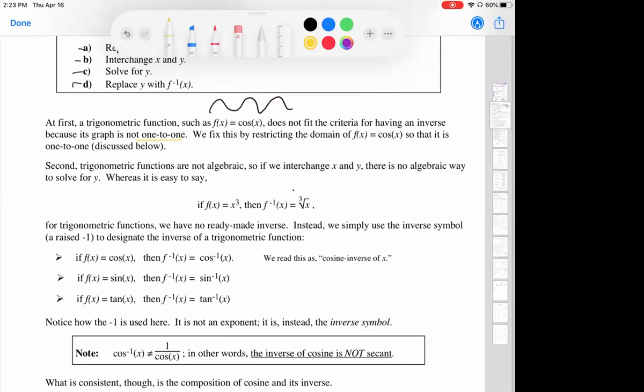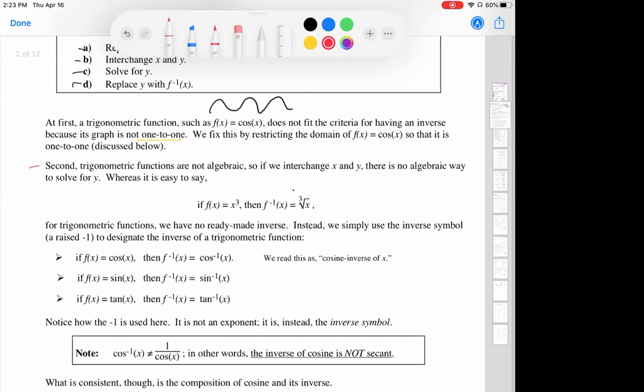So we're going to only focus on a certain portion of it. If I take a look at it from here and erase everything else, then we can say it's one-to-one. It passes the horizontal line test just in this one little part. So that's what we can do to make it one-to-one. Change our domain so that it's not the whole wave function, but just a small little window of it.